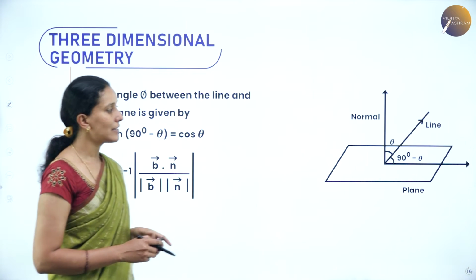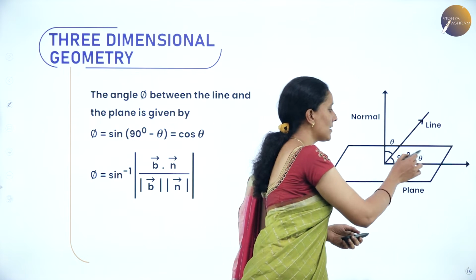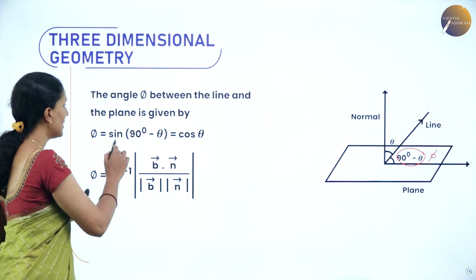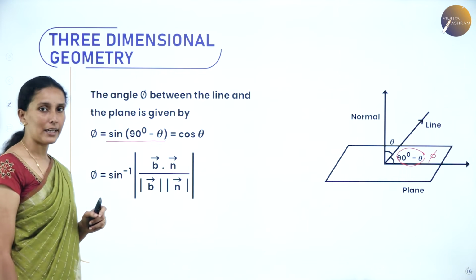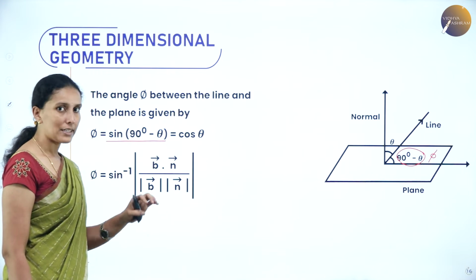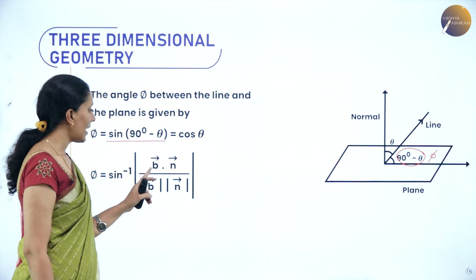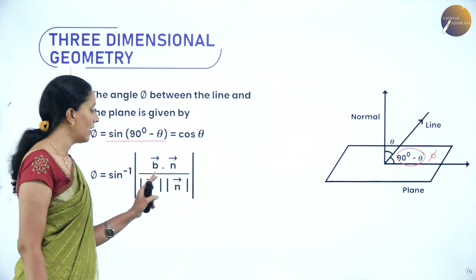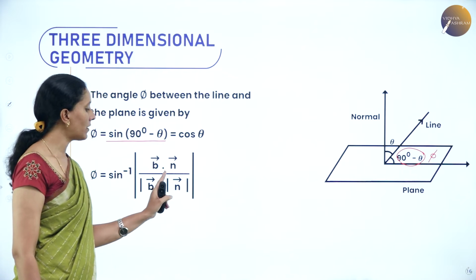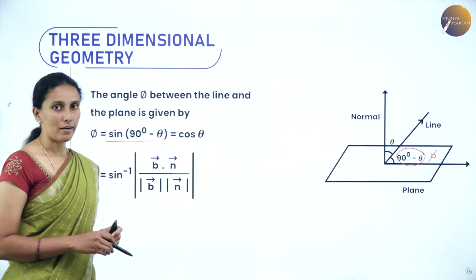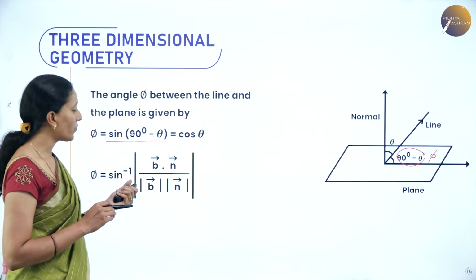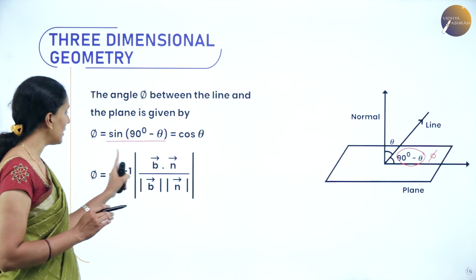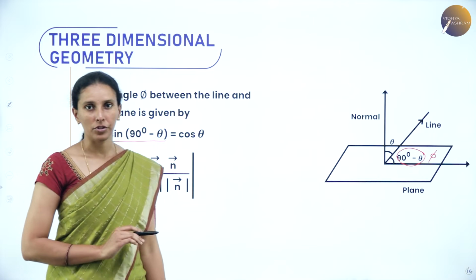That 90 minus theta, I have taken as angle phi, and phi can be written as sine of 90 minus theta. So that 90 minus theta can be written as sine inverse of vector b dot n divided by magnitude of vector b magnitude of vector n. So this is the angle between the line and the plane. Here the angle is in terms of the sine function.